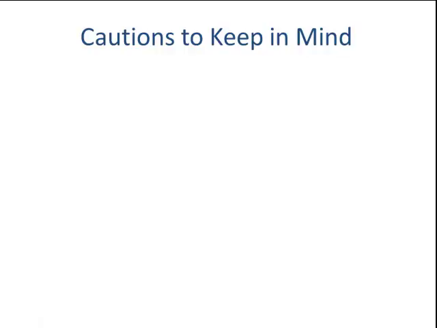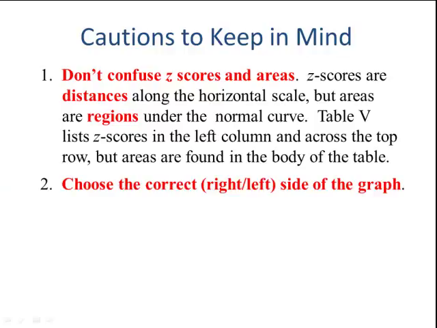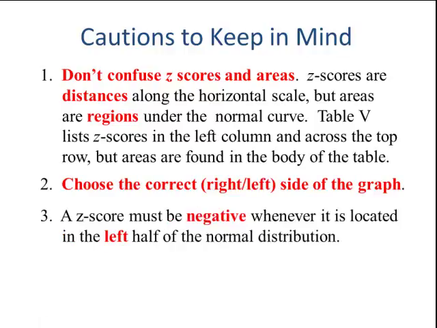Here are some things to keep in mind. Don't confuse z-scores and areas. Z-scores are distances along the horizontal scale, but the areas are regions under the normal curve. Table 5 lists z-scores in the left column and across the top row, but the areas are found in the body of the table. Choose the correct left or right side of the graph.